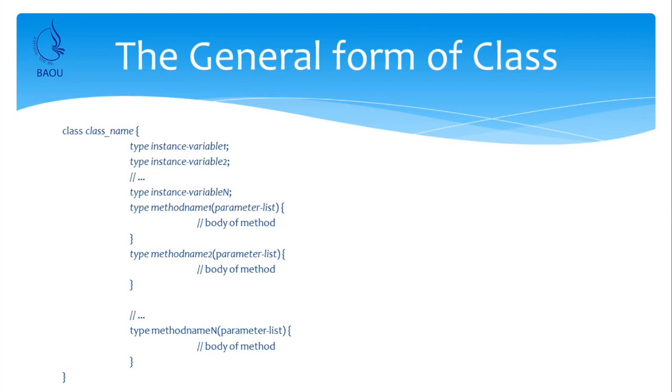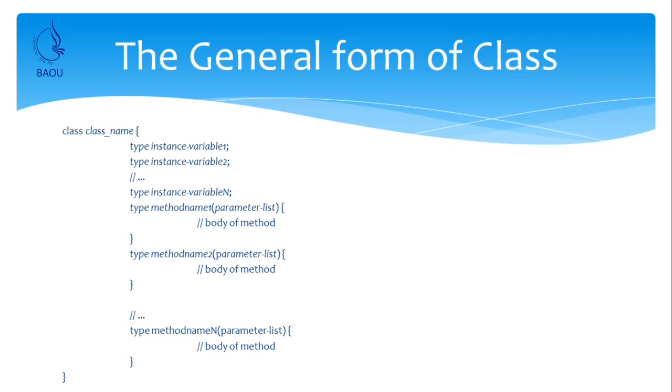Now, on screen you can see the general form of a class. Any class has a name. So, the class definition starts with the keyword class and then the class name, and inside curly braces we define the body of the class. Now, each class consists of two things. One is called instance variable and another is called method of the class.